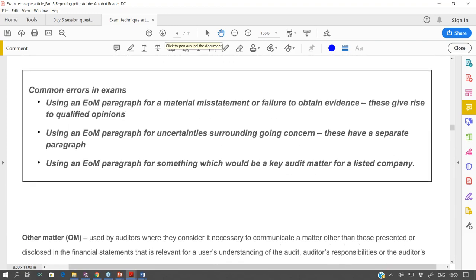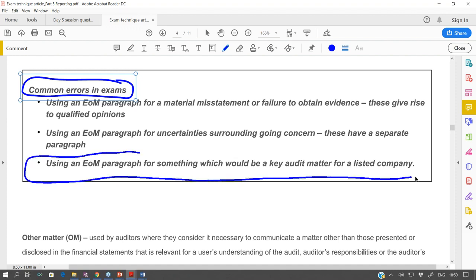Can you see a box in front of your screen? This is from the examiner article. This is authentic, the exam technique article part 5. Can you see this article, an examiner saying some common errors in exam? Common errors in exam. Can you see this last common error? Read it carefully yourself. Read the last common error, which I just bracketed in blue.